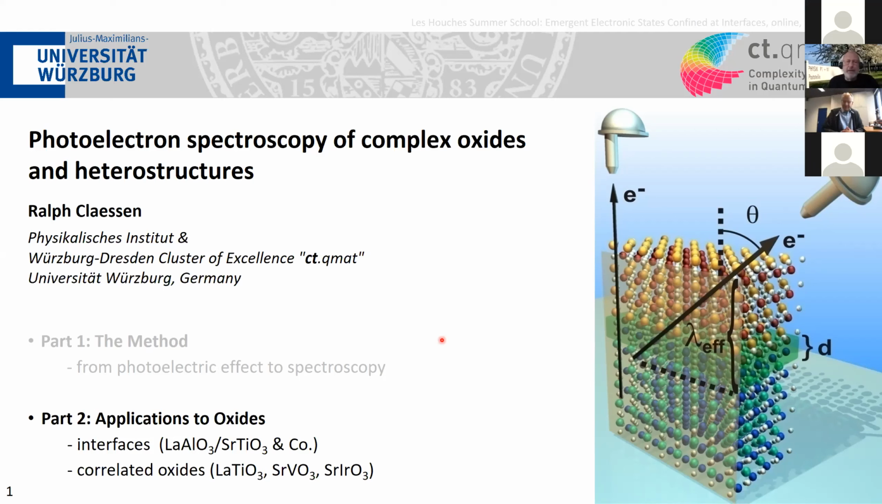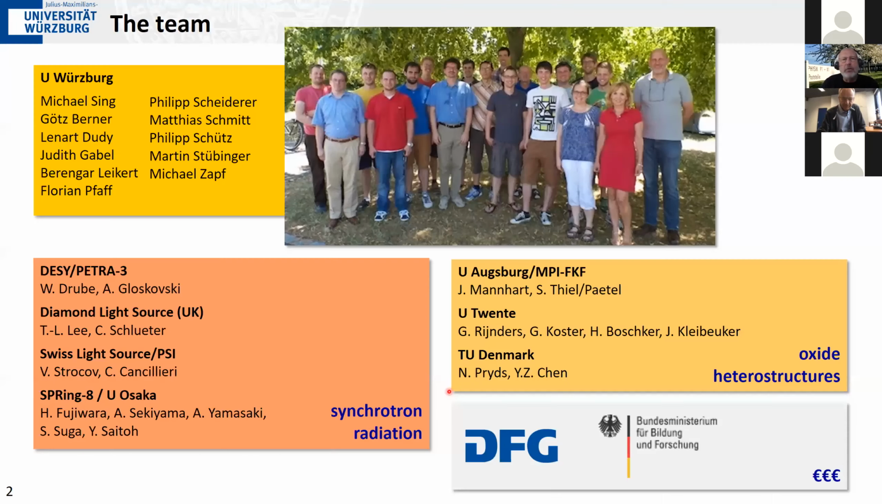As you said, yesterday I tried to give a pedagogical introduction to the method itself. Today I want to show you a number of applications as examples, starting with the canonical LaAlO3/SrTiO3 system, and then I will focus on more correlated oxides such as lanthanum titanate, strontium vanadate, and if time allows also strontium iridate. Before I go into the details, let me just acknowledge the team that has contributed to all these experiments.